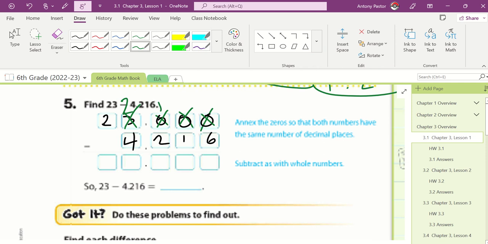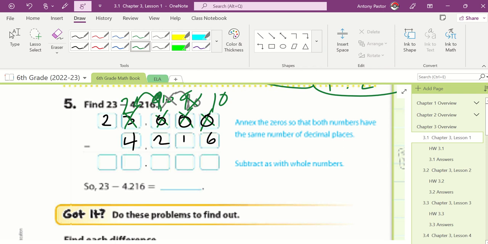We borrowed from this 3 to make it a 2. This becomes a 10. These other zeros right here still cannot do anything. So I'm going to borrow from this 10 right here to make it a 9. This will become 10. This 0 right here still can't do anything. So it will borrow from this 10, which will become a 9. And this will become a 10. And I'll write this 9 in green just to make it even.